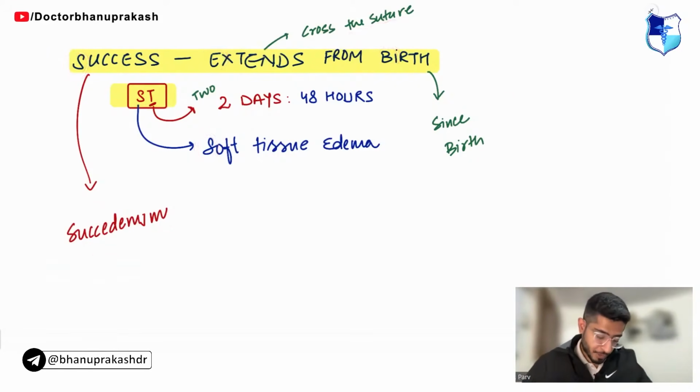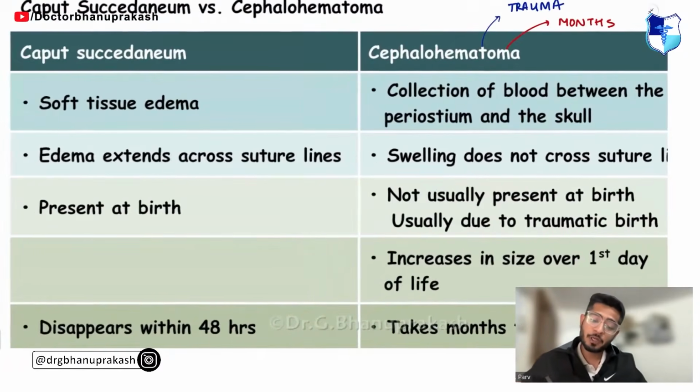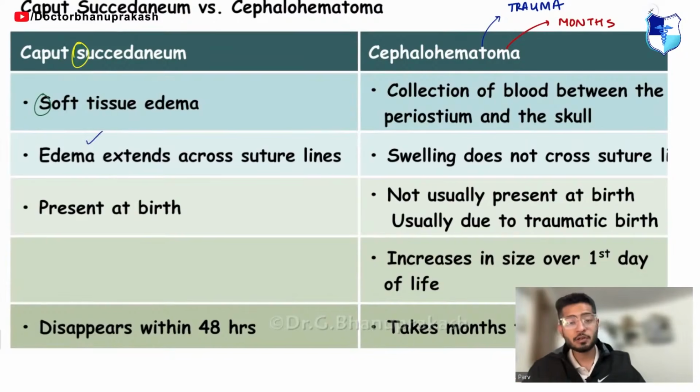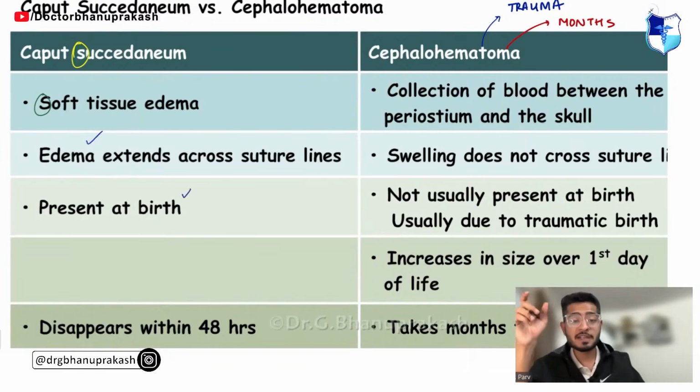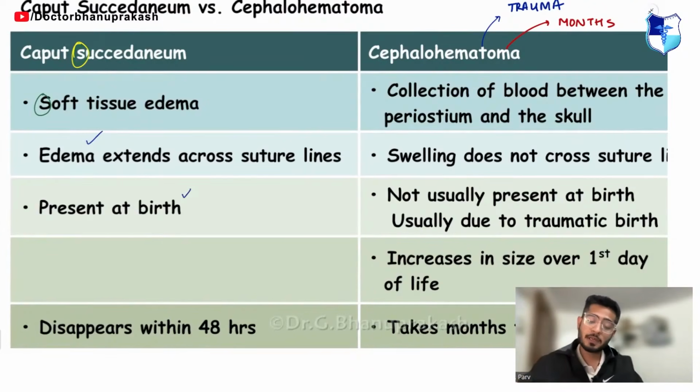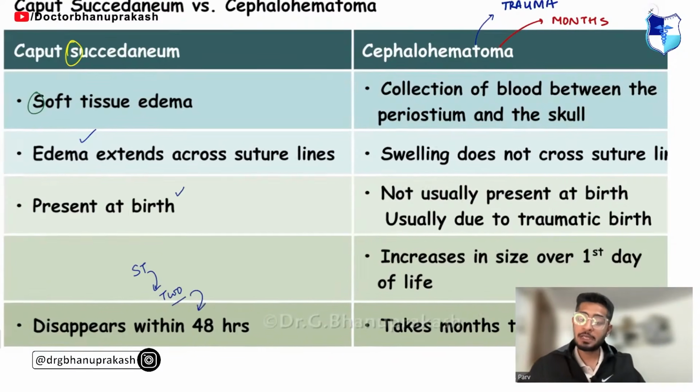So caput succedaneum, as I've told you, S for succedaneum, S for soft tissue edema. Then extend. I've told you that it is going to extend across the suture line. Present since birth. So our mnemonic says succedaneum extends from birth. So it is present at birth and it is going to disappear. Mnemonic says S and T together, T for 2. So remember that it is going to disappear within 48 hours.